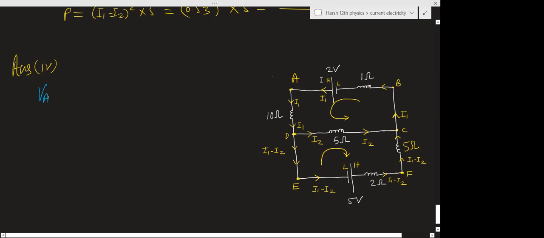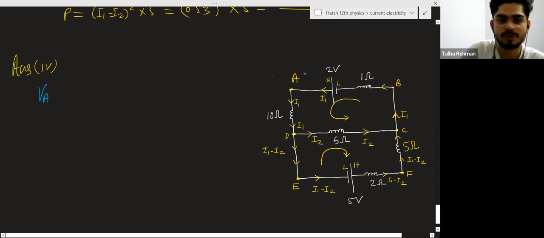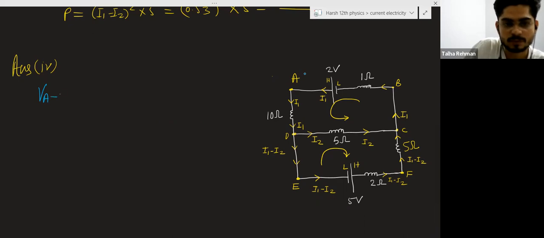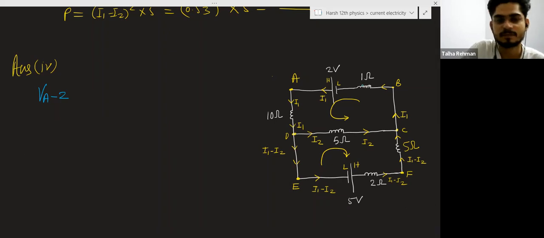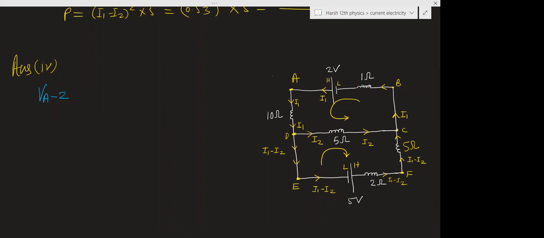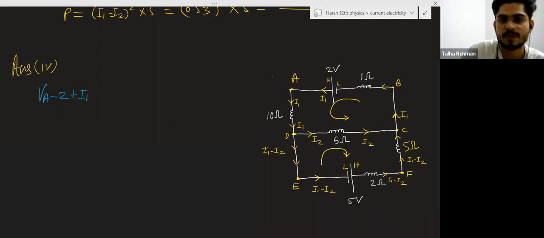And after that you are moving from higher to lower, means you will write minus 2. And you are moving in the opposite direction of current, means you will write here plus I1 into I1. Plus I1 only. Yes, okay, sir.